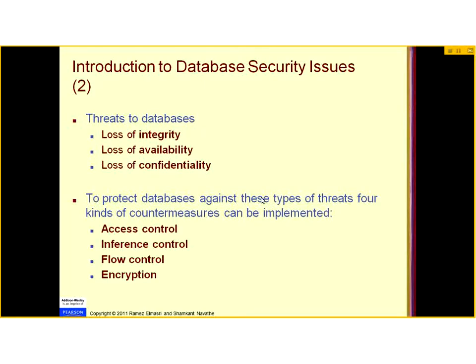Then we talked about the threats to databases, where we had the slide about loss of integrity, loss of availability, and loss of confidentiality. To protect databases against these three types of threats, four kinds of countermeasures can be implemented. One was access control, the other was inference control, third was flow control, and fourth was encryption.